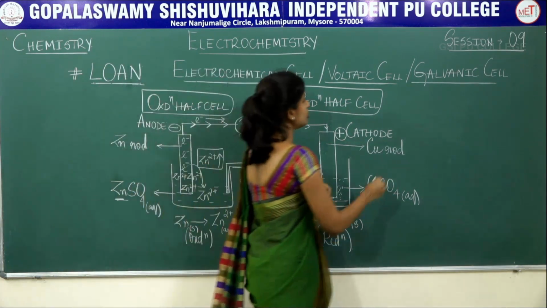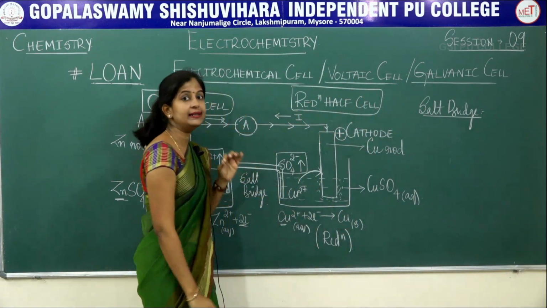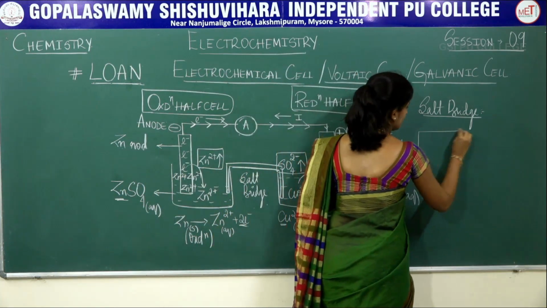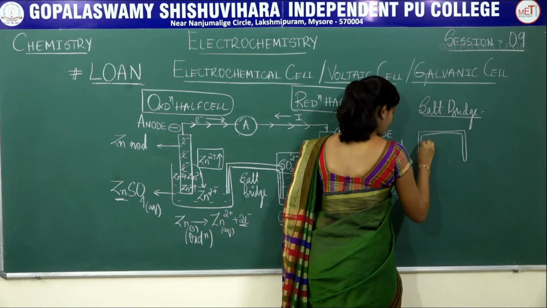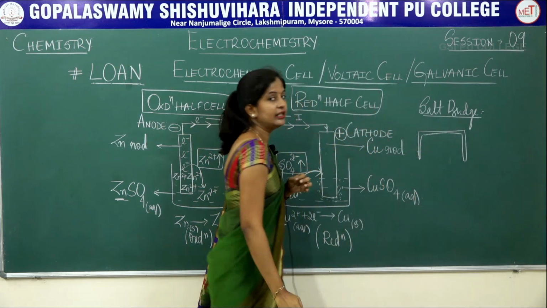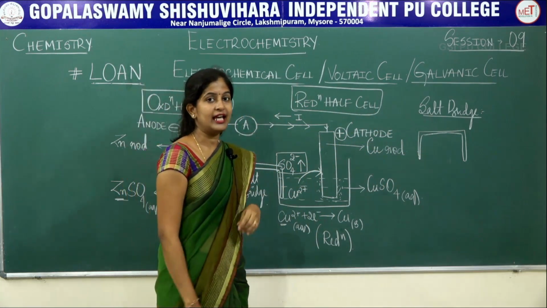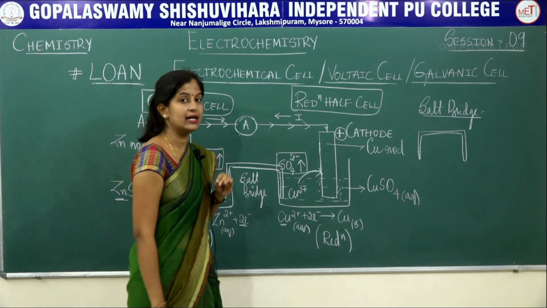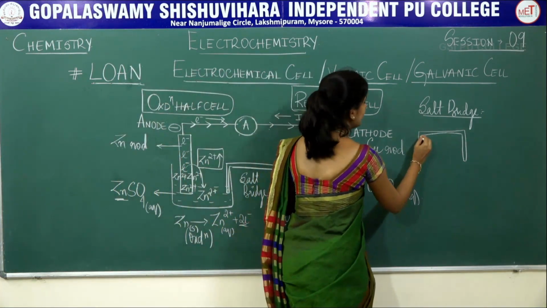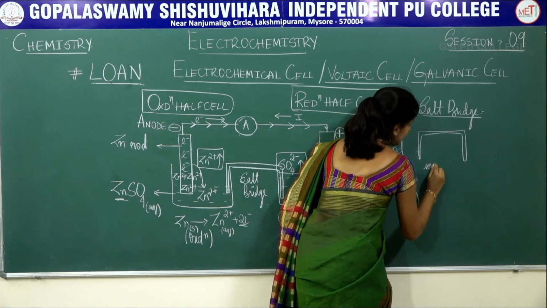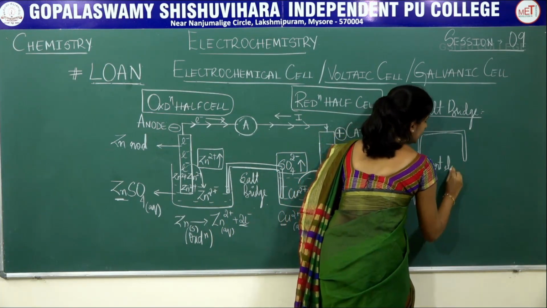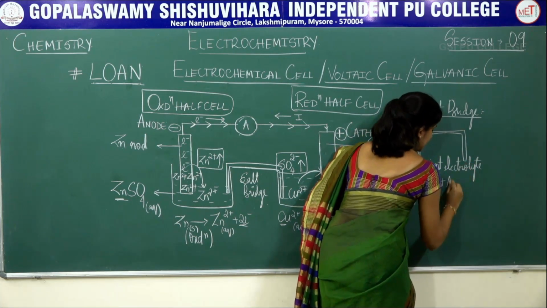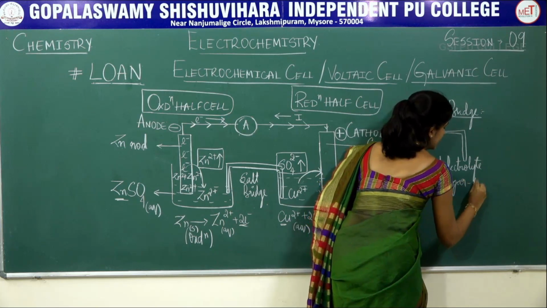See, a salt bridge is a bent glass U-tube. You have to take a bent glass U-tube like this, into which you are adding an inert electrolyte plus an agar-agar solution. So into this you will be filling inert electrolyte plus agar-agar solution.